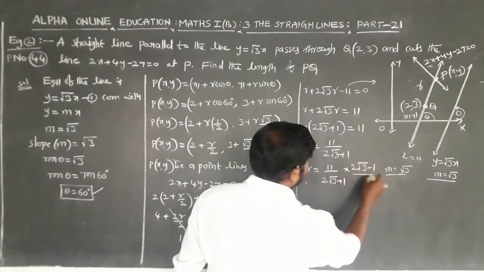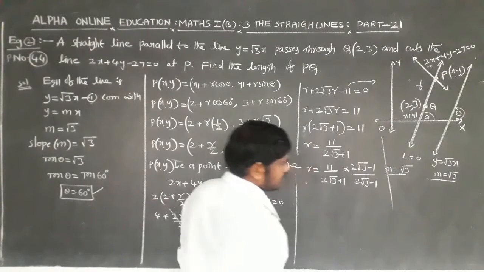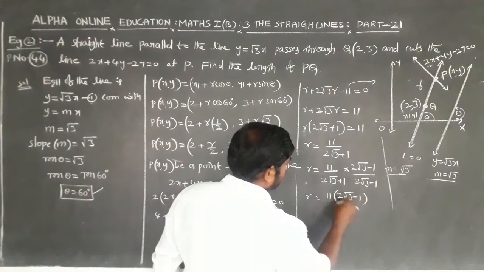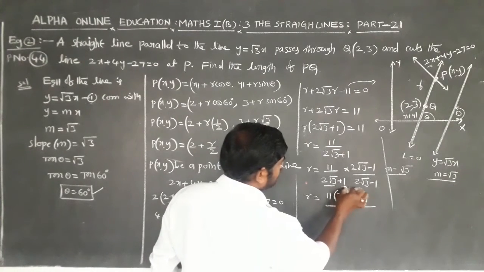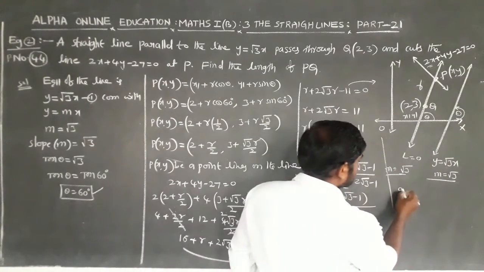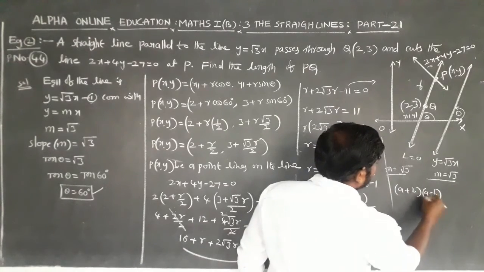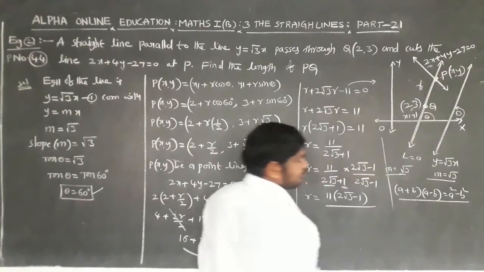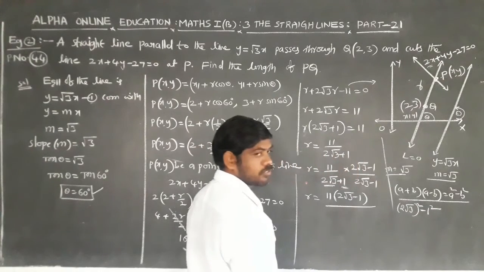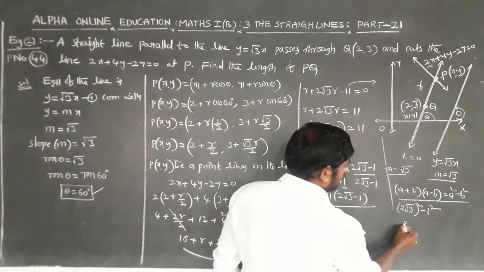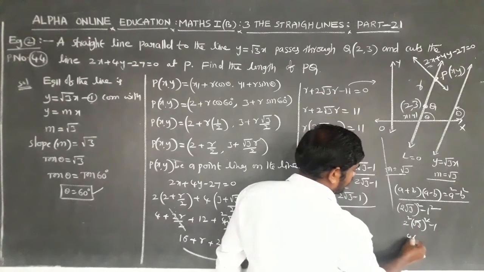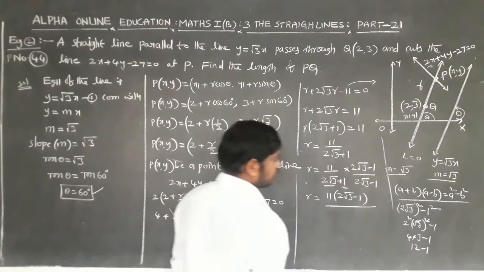Here multiply and divide by 2√3 - 1. So we get 11(2√3 - 1) over (2√3 + 1)(2√3 - 1). Let 2√3 be a and 1 be b. (a + b)(a - b) is a² - b². So a² is (2√3)², minus b², which is 1². (2√3)² means 2² into (√3)², the square root cancels the square, so 4 into 3 minus 1 means 12 minus 1.